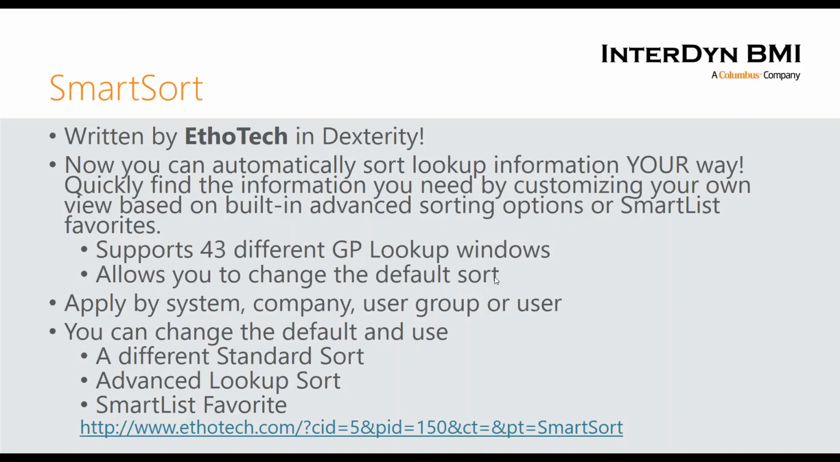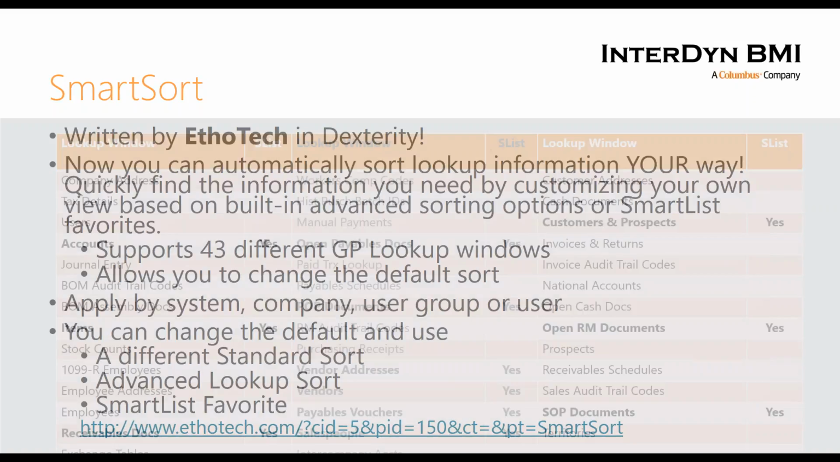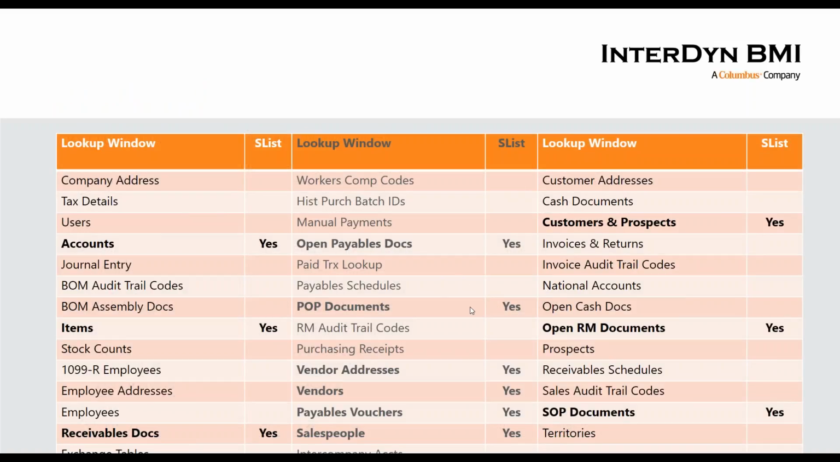All right, our friends at Ethotech, again, something else written in Dexterity, the same platform in which Dynamics GP is written. To be honest, this is something that's in future versions of GP, but this is something that, boy, people that have ever downloaded this and used it could not live without it. And so it allows you to look up information the way you want to work with it. It actually works on 43 different lookup windows. And so everyone kind of has their own way of wanting to do things. So this has, again, a lot of flexibility that can be done by your role, by the company, or by the user. And so pretty cool. Here are some examples of how you can go and change that over.